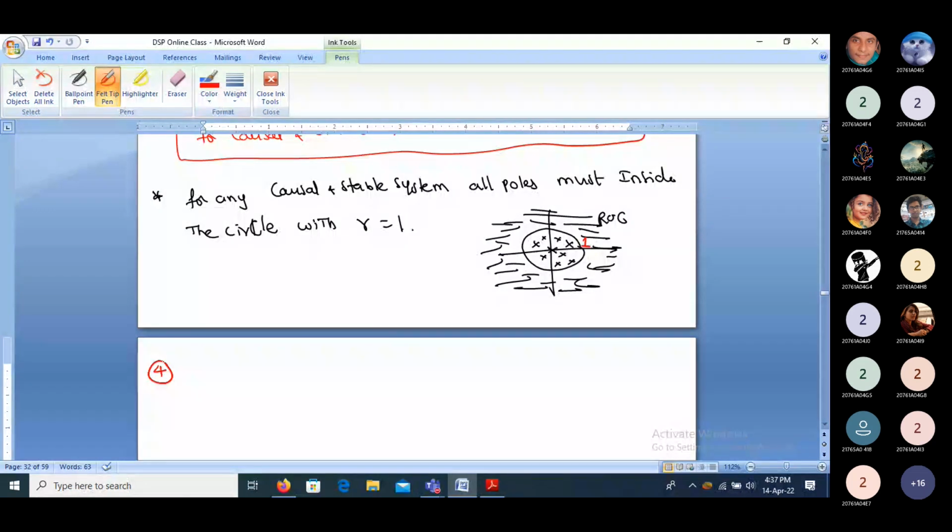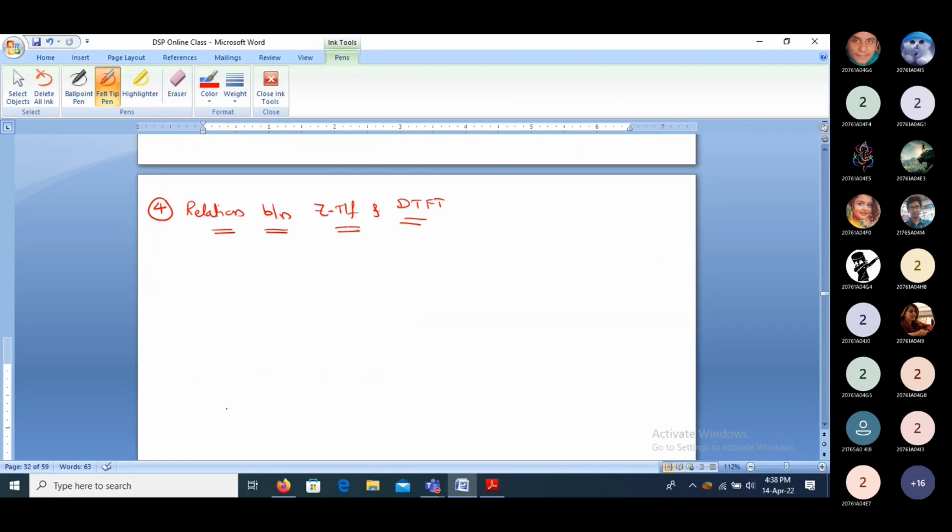The fourth application: already we discussed the relation between the Z transform and DTFT. It is a general concept, and we already completed this. I will just give the relation between the Z transform and DTFT, because we have various transformations. All those transformations are most important, so how we can convert one transform to another is very easy here.